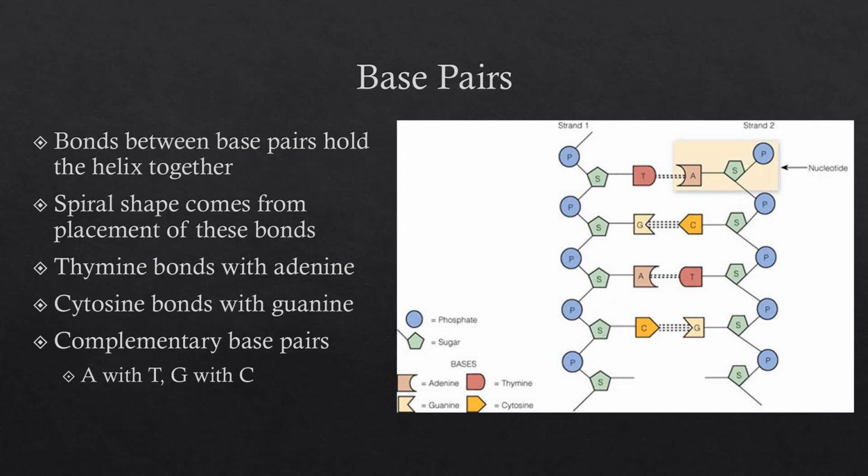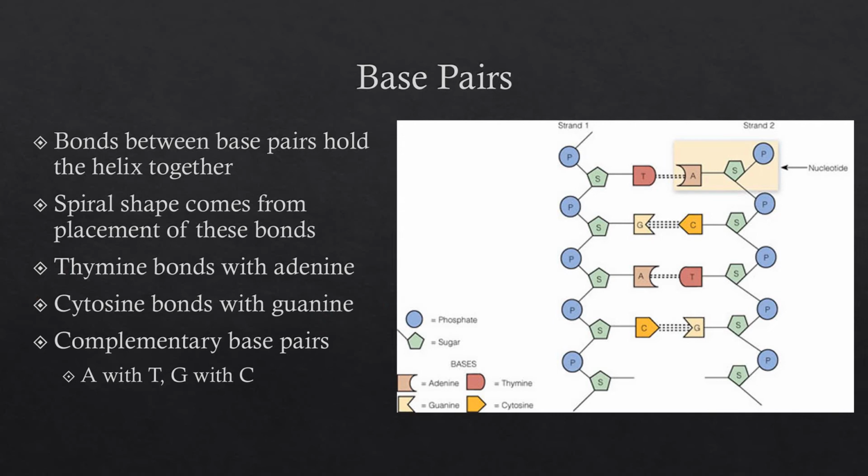And that brings us to what we call base pairs, because they're all complementary to each other. And that bond is what holds the helix together. And the spiral shape comes from the placement of these bonds. So exclusively, thymine will bond with adenine, and cytosine will bond with guanine. We call these complementary base pairs.